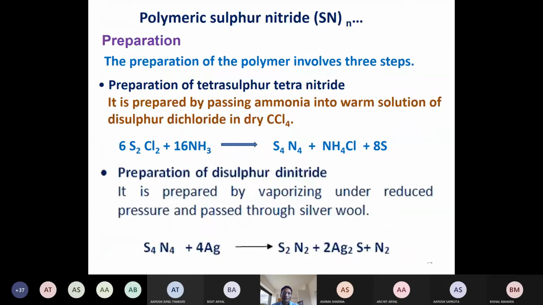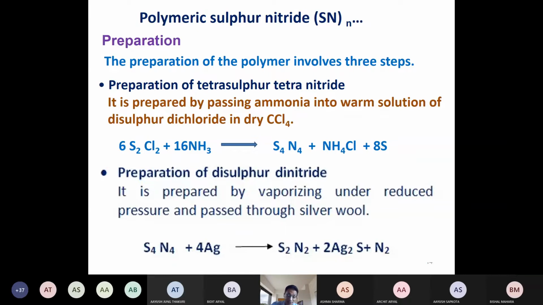And how do we prepare polymeric sulfur nitride? The preparation involves 3 steps. First is the preparation of tetrasulfur tetranitride. It is prepared by passing ammonia into a warm solution of disulfur dichloride in dry carbon tetrachloride, and in this case you get tetrasulfur tetranitride.